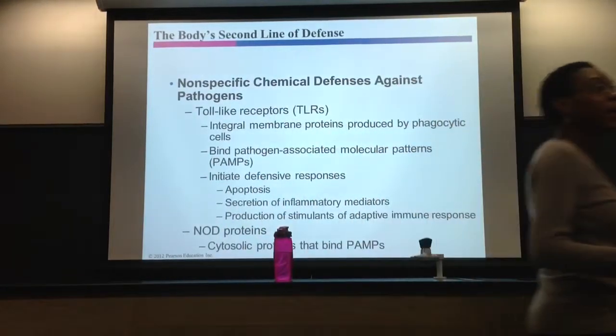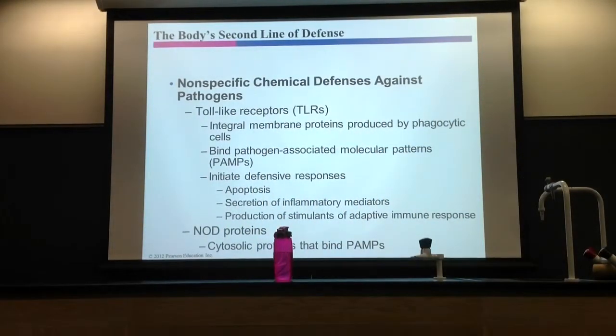Now toll-like receptors are basically proteins in the membrane of phagocytes. And these proteins, or these receptors, they look for something to bind. What are they looking for? Okay, they're looking for PAMPs. Now what does PAMP stand for, okay? Pathogen associated molecular patterns. So what, right? What does that really mean?